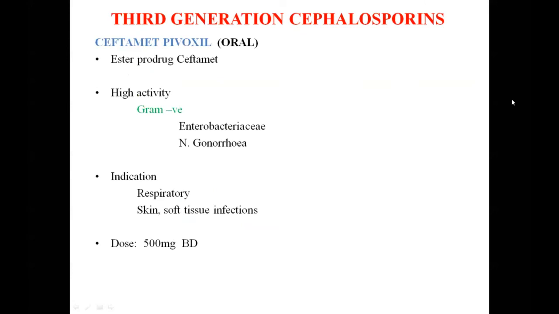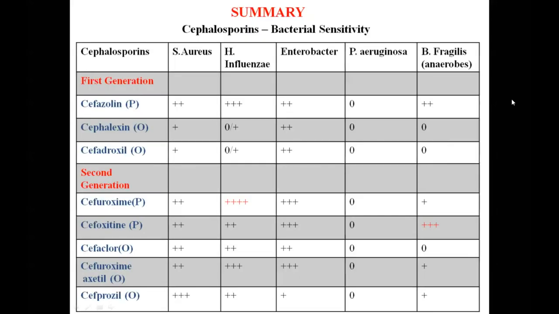Then cefpodoxime proxetil, this is the last but not the least. This is also an ester prodrug, and it has a high activity against the gram-negative Enterobacteriaceae as well as Neisseria gonorrhoeae. And these are indicated in respiratory and skin and soft tissue infections. Now we come to the last part of this.